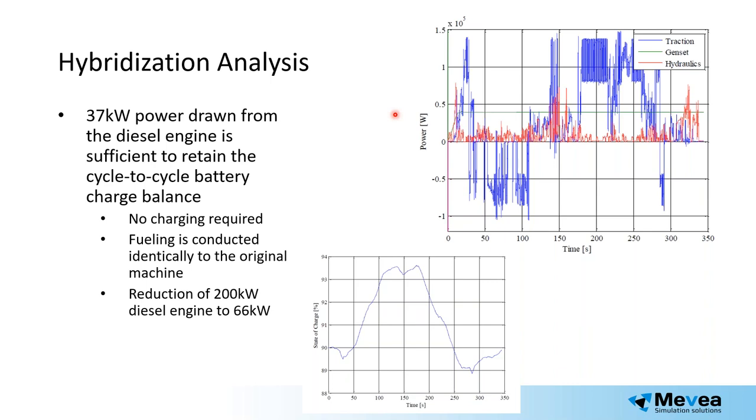We dimensioned this 37 kilowatts in a way that the machine required no additional charging. The genset would take care of the battery balance, in a sense. So the fueling is conducted in a completely identical way to the original machine, albeit twice as far apart as the original one. And finally, because the average power of this machine was so low, we could actually reduce the diesel engine from the original 200 kilowatt power all the way down to a 66 kilowatt variant. So roughly speaking, it's a 2-liter diesel engine that can drive a 30-ton machine without any compromise to the performance of the machine.